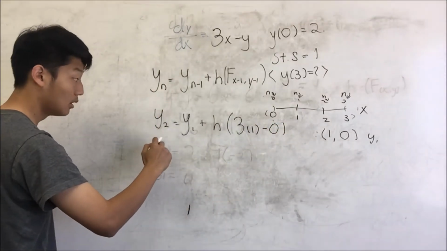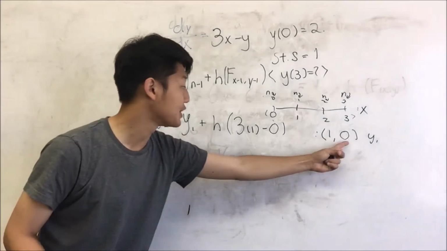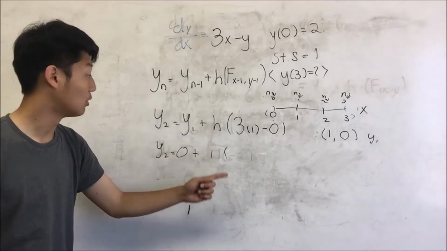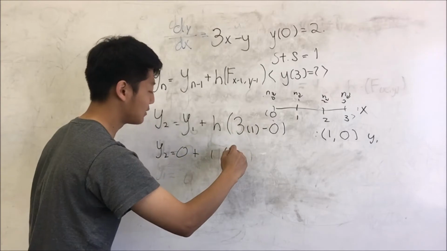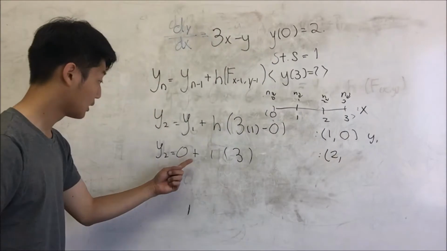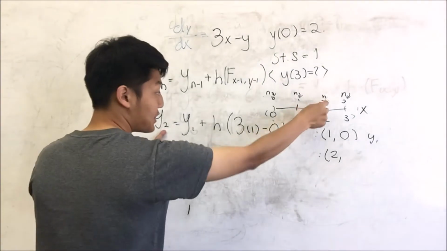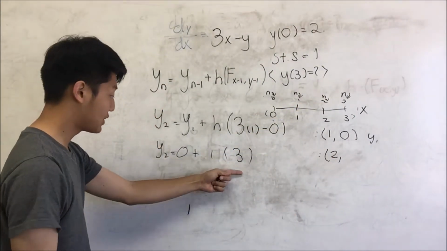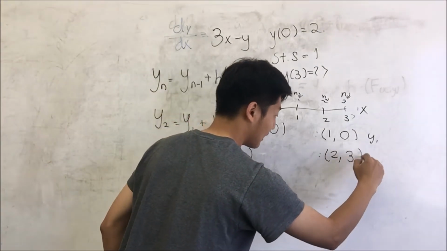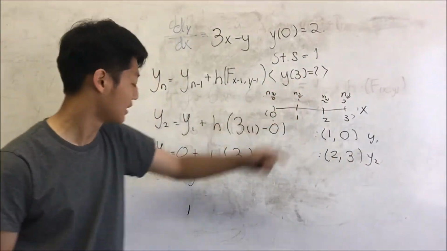And now let's plug in the numbers. y1 we solved as 0. So 0 plus h, the step size, I'm so happy that I chose 1, and 3 times 1 minus 0 is 3. So y2, where x value is 2, y2 we solved as 0 plus 3, which equals 3. So this is y2. And now we're almost done because we just have to solve for 3, which is n3.